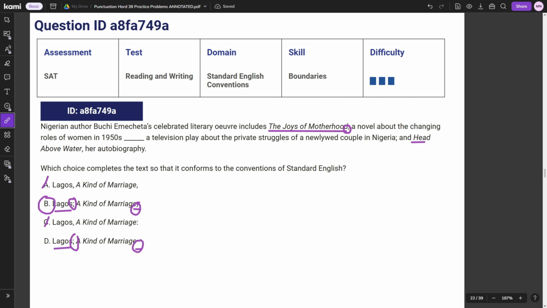Right here, you have this italicized name, and right after it, a comma. So if we're following that pattern, we would want to have an italicized name, and after it, a comma. So there you go. Now of course, I'm not going to do it, but if you were to actually plug the text into the blank right here, you would notice that this is just a dependent clause or a modifier, because all it's doing is adding on extra info to the noun.